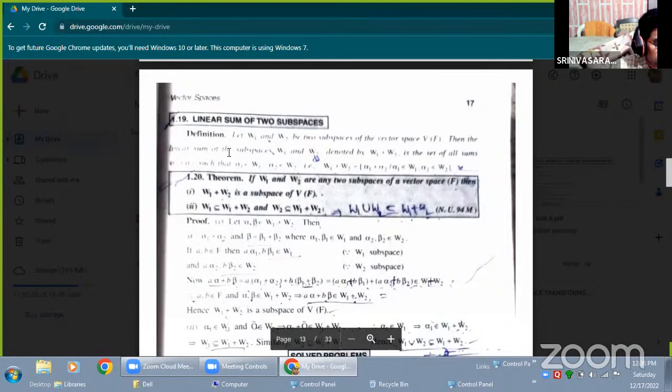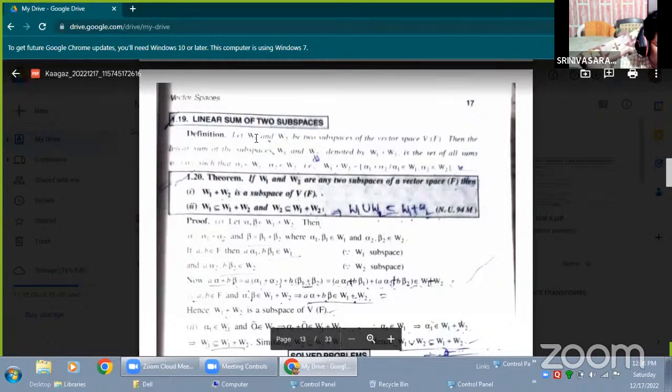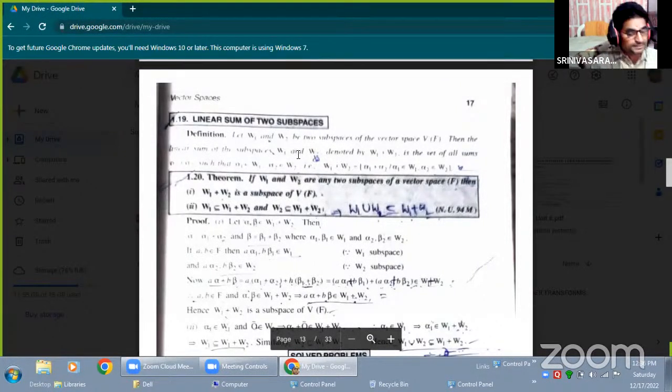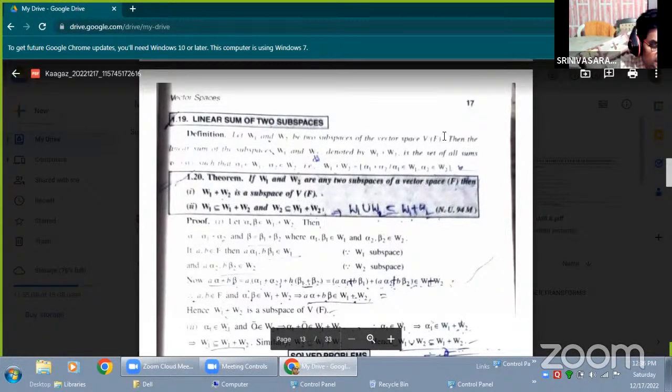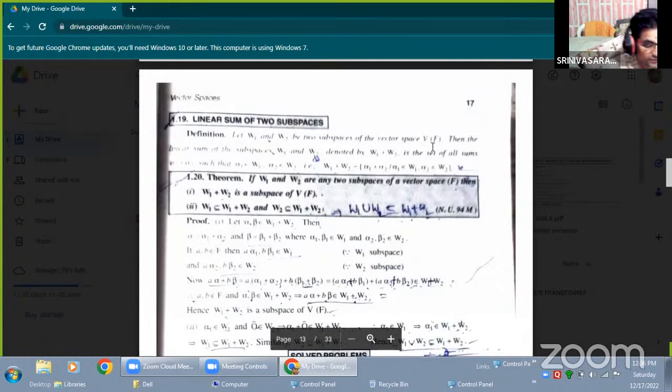Linear sum of subspaces. Suppose W1 and W2 be any two subspaces of the vector space V of F. Students, listen carefully. The sum of the subspaces is denoted by W1 plus W2. That is the linear sum. We read it as a linear sum.